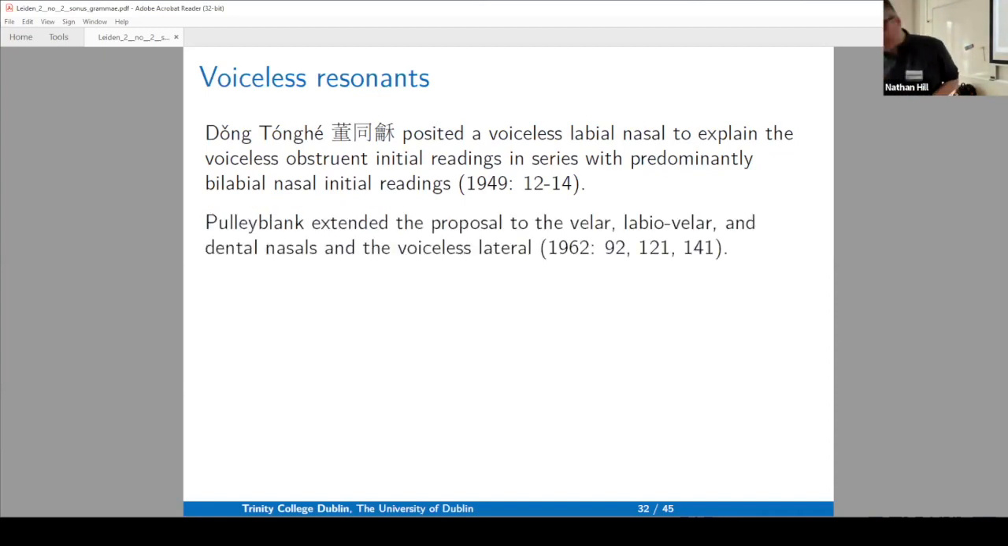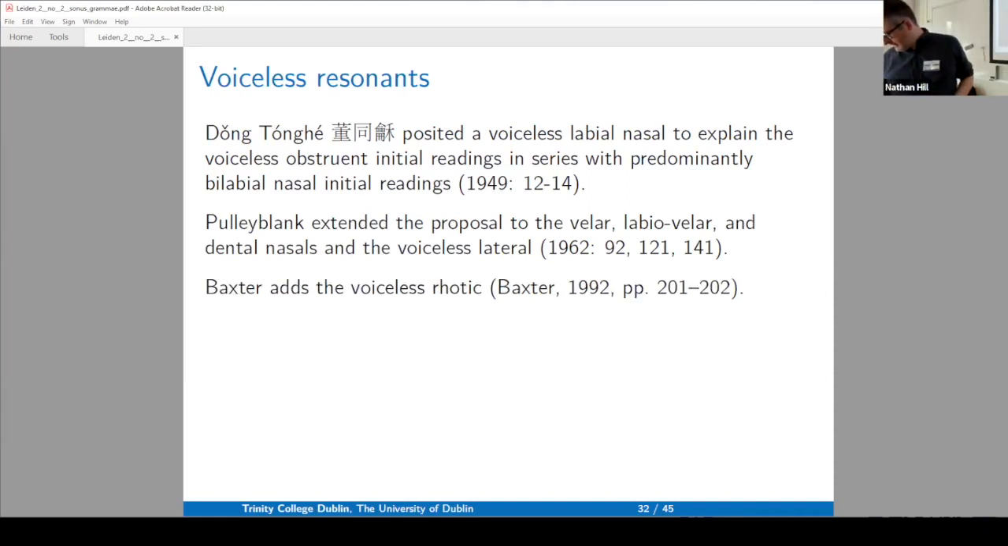And then Pulleyblank said, oh, that's a great idea, and let's use it for velars and labiovelars and all this other stuff, right? And then Baxter is the one who added the voiceless rhotic. So there were sort of three major moments in the proposals of these voiceless resonants. First comes the m, then Pulleyblank made basically all these other proposals, except for the last one we covered, which is the voiceless rhotic that Baxter proposed.